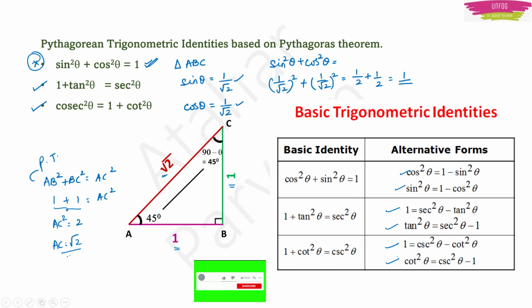also like this. Just put things from the left hand side to the right hand side and things from the right hand side to the left hand side. You can play around as you wish. Correct? So these are the basic trigonometric identities. Okay?